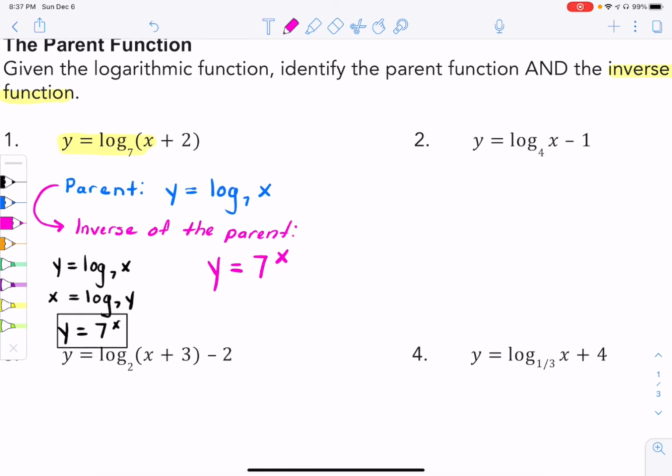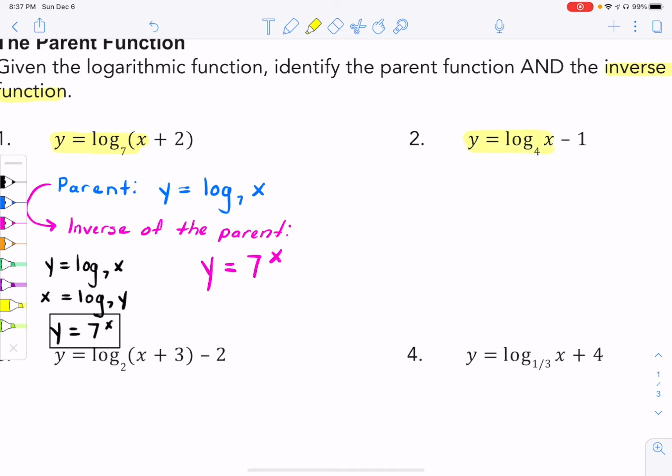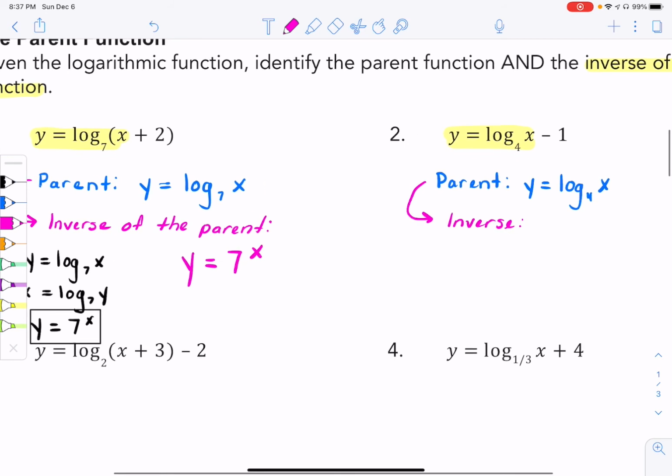Number 2, y is equal to log base 4 of x minus 1. Log base 4 of x is your parent graph. If we convert this to the inverse, you guys can do out the work if you need to. If you can at this point see what the inverse is going to be, that's great. It's going to be y is equal to 4 to the power of x.